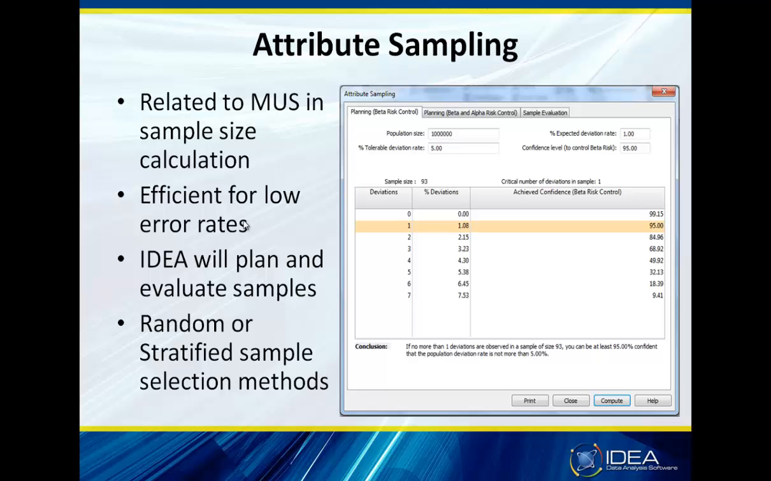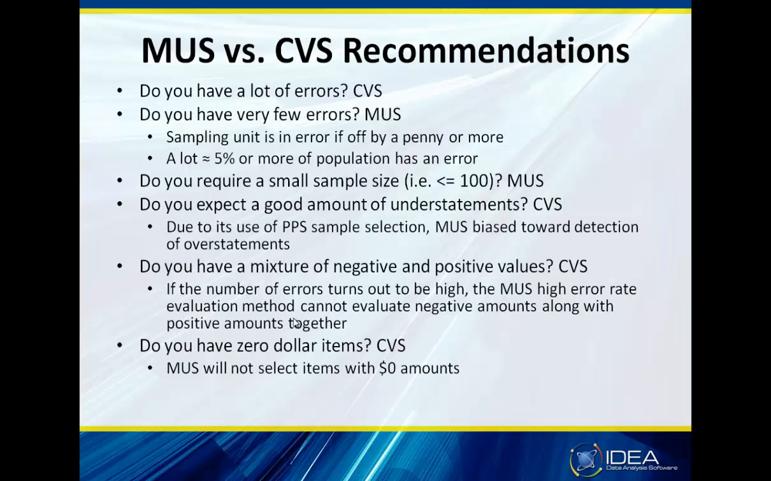Attribute sampling is efficient for low error rates, especially. You can get nice smaller samples, even with lower error rates, and you won't get samples that are too big. You can use random or stratified sample selection methods to create samples to employ with attribute sampling here, and it will allow you to plan and evaluate the samples that you create using the random sampling or stratified sample selection methods in IDEA.